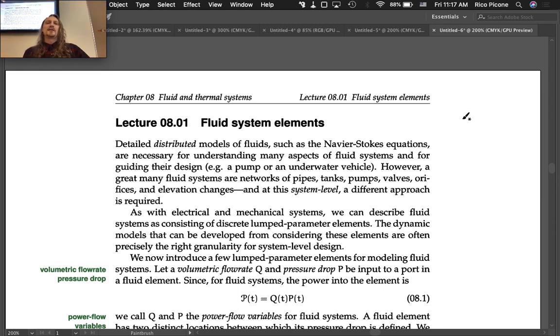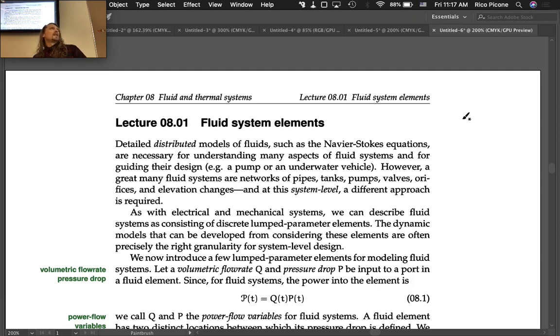Detailed distributed models of fluids, such as the Navier-Stokes equations, which you encountered in fluids last semester, are necessary for understanding many aspects of fluid systems and for guiding their design. For example, a pump or an underwater vehicle would need to have some detailed fluid dynamic models. However, a great many fluid systems are networks of pipes, tanks, pumps, valves, orifices, and elevation changes. And at the system level, a different, not distributed, approach is required.